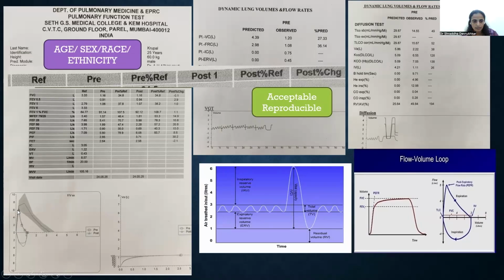In any PFT, you will see at least 2 to 3 loops or volumes. That is because we have to see whether it is reproducible. Only if it is reproducible do they accept it. Generally they take three. Three same loops are taken as normal and acceptable. There should not be any coughing. Looking at the graph, it should be okay.